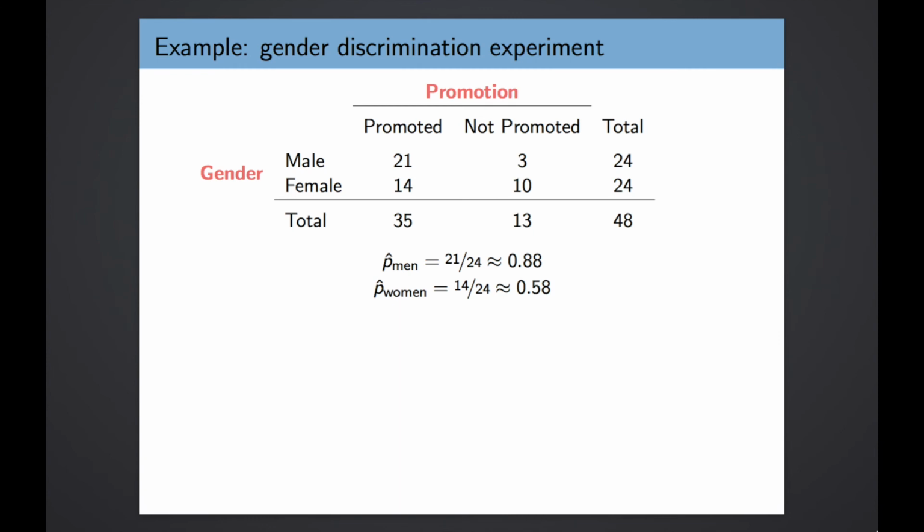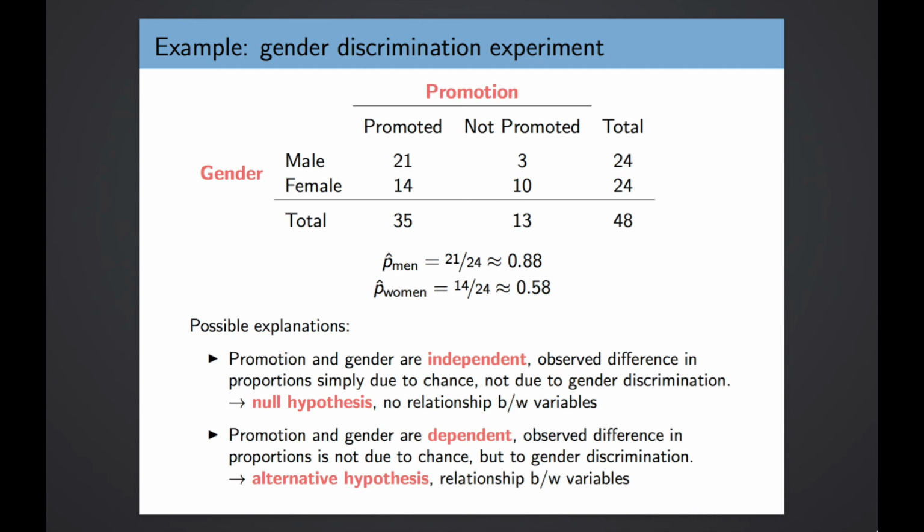So the probability of promotion for men was 21 over 24, or about 0.88, 88%, and the probability for women was 14 over 24, or 0.58. So we noted that there simply being a difference in these proportions does not prove that there's a relationship between gender and the likelihood of promotion. There are a couple of possible explanations.